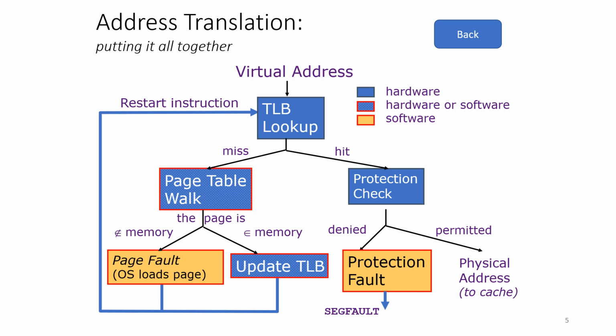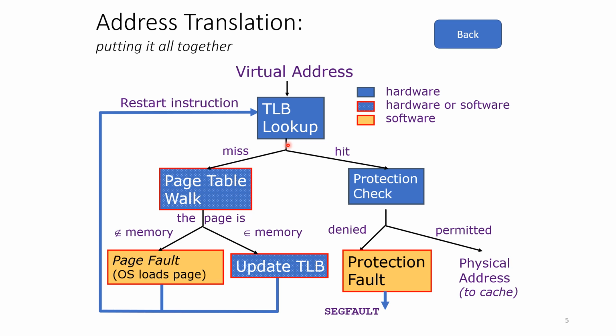So first we have a virtual address. We do a TLB lookup. This is a hardware structure. If we have a hit, we make a protection check. If the operation is permitted, we send the address to the cache. If it's denied, we take a protection fault, a seg fault.